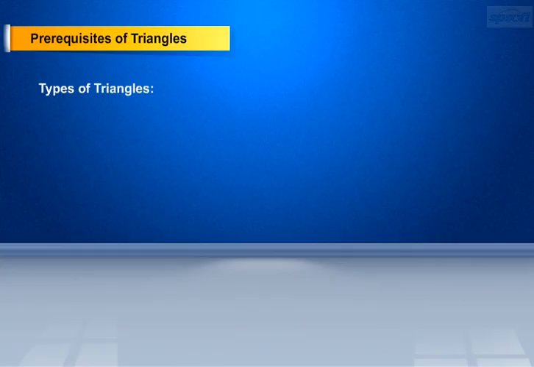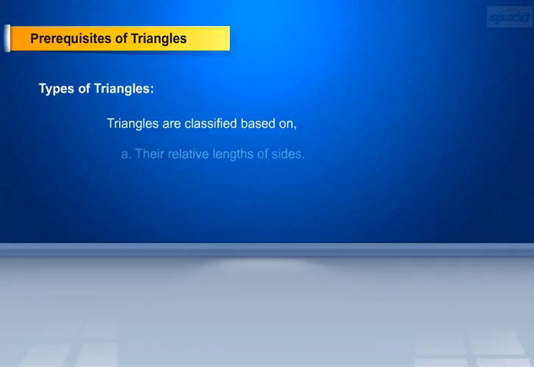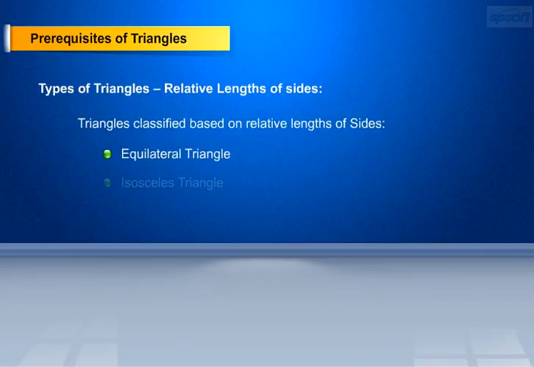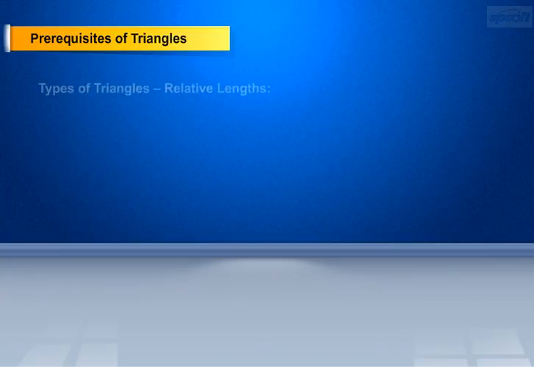Types of triangles. Triangles are broadly classified based on their relative lengths of sides and their internal angles. Triangles classified based on relative lengths of sides are Equilateral Triangle, Isosceles Triangle, and Scalene Triangle. Let us know in brief about these types of triangles.